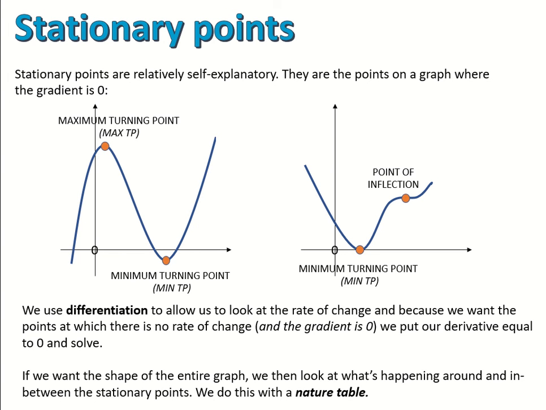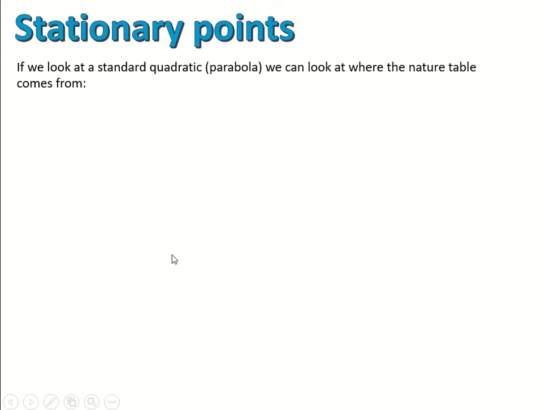Okay, we're going to have to use something called a nature table, though, to look at more detail, because once we know where the stationary points occur, that's all we know. We don't know what type it is. So we need to delve a little deeper into what's going on around the stationary point to find out: is it a maximum turning point, a minimum turning point, or a point of inflection? So we're going to use a nature table to look at what's happening either side of the stationary point. Okay.